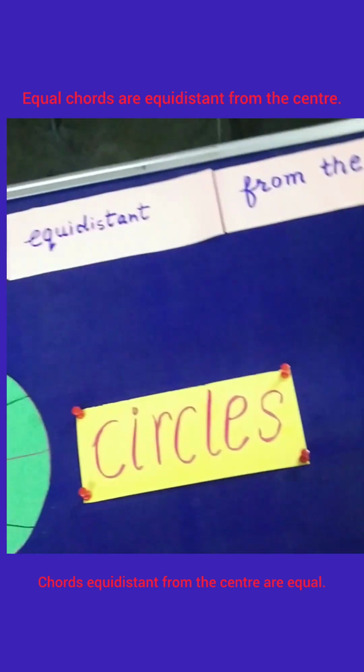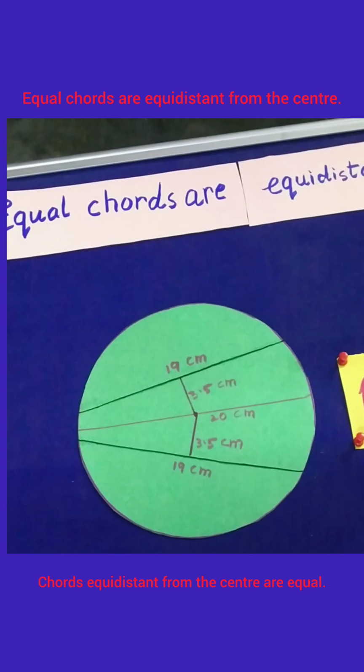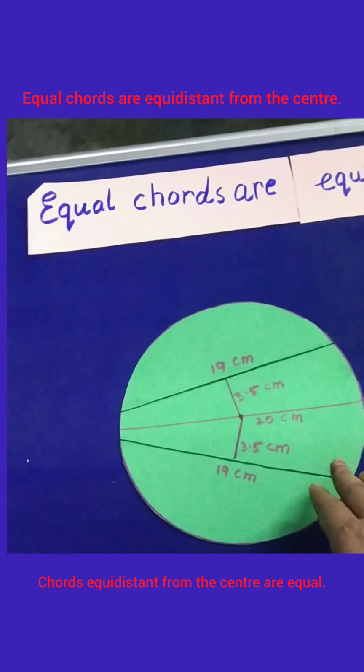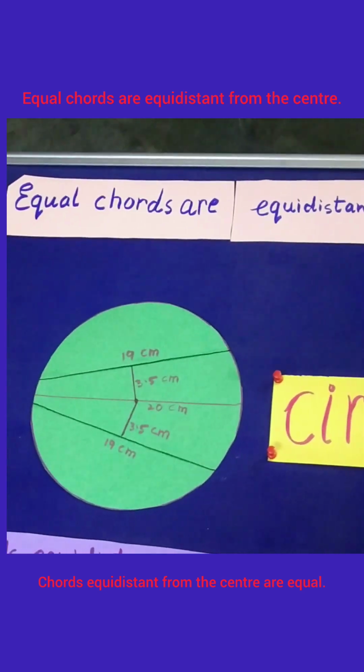So these things you have to understand. We use it in two ways, the first theorem and its converse. Both are the same by concept, but written in two ways and solved in two different ways.